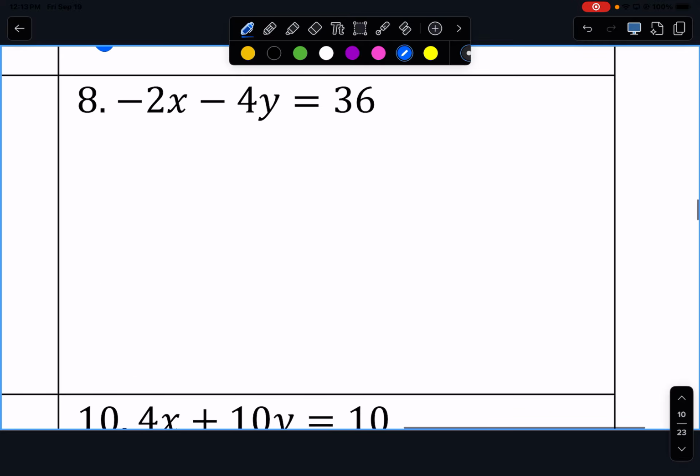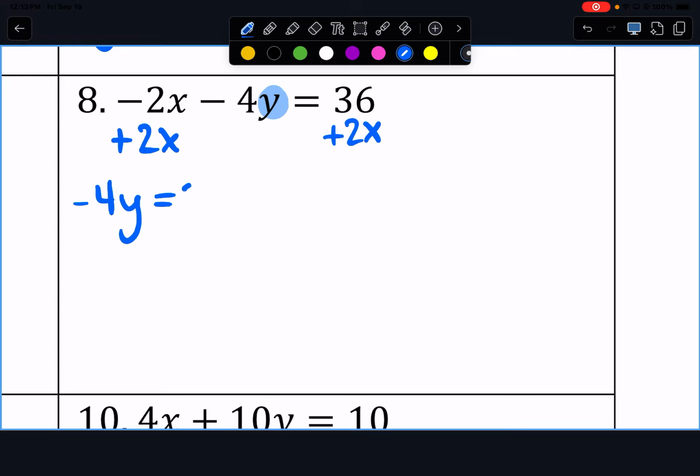So for question 8, we're still solving for y. How do I get rid of that negative 2x? Plus 2x. So I get negative 4y is equal to 2x plus 36. From here, what do I do?